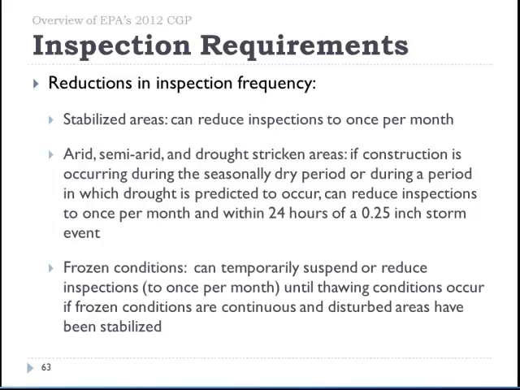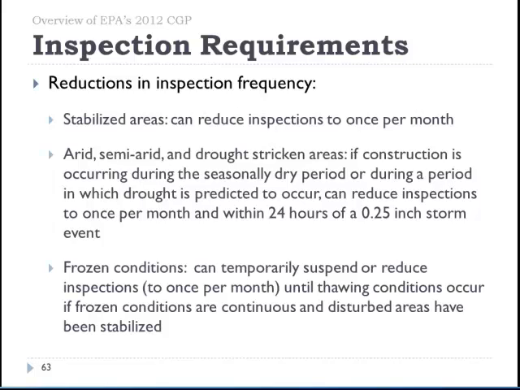The permit does have several allowances for reductions in inspection frequency. For any areas of the site that have been stabilized, inspections can be reduced to once per month. For arid, semi-arid, and drought-stricken areas where there's a reduced possibility of pollutant-generating storm events, if your construction is occurring during the seasonally dry period or during the period in which drought is expected to occur, your inspections can be reduced to once per month, but you also would need to inspect within 24 hours if there is a quarter-inch storm event during these times.